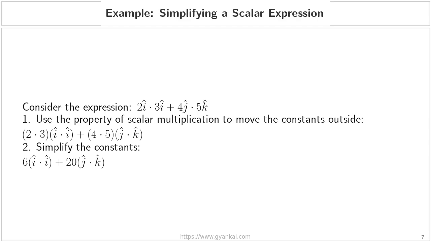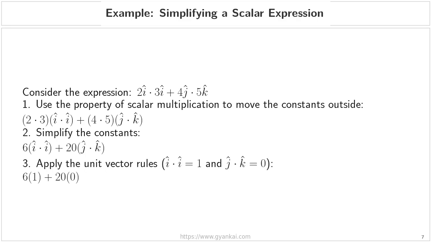Next, let's simplify those constants to make the expression cleaner. 2 times 3 gives us 6, and 4 times 5 gives us 20. Now our expression looks much more manageable. 6 times i dot i plus 20 times j dot k.